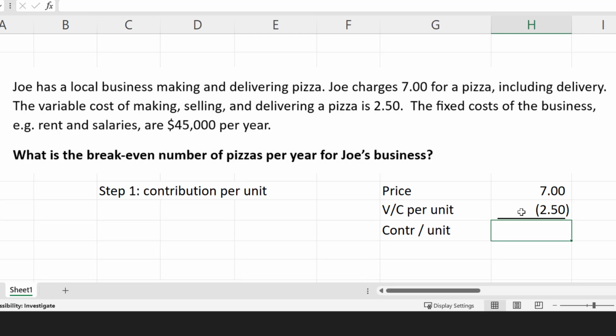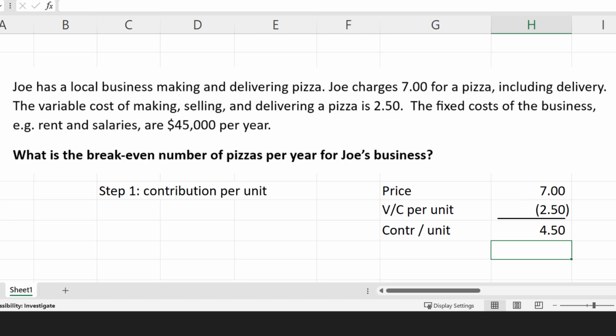We sell a pizza for $7, but in order to sell that pizza, we have to make it, we have to deliver it. And the unit price to do that is $2.50. So what's left over is $4.50. That's the idea of contribution. Contribution to our fixed costs, and when we've covered our fixed costs, it becomes profit. So that's contribution per unit. Now that we know contribution per unit, the rest is easy.